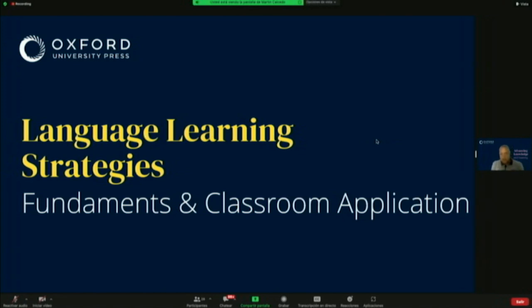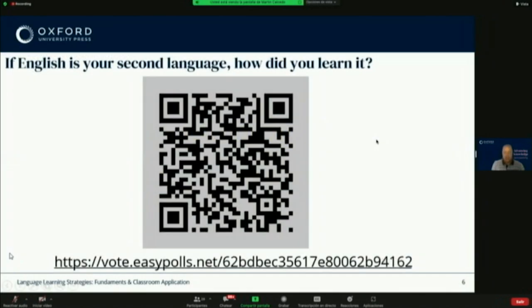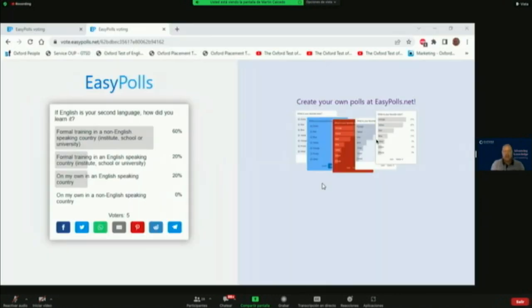So for this, I want you to please help me out with something. With your cell phones, because we are in a forum, please go to this website. You can just scan the QR code, or go to this really long string of letters. It's easier if you have your cell phone. Try to focus it onto the screen and answer this question: if English is your second language, how do you learn it? What's our background? How do we learn it?